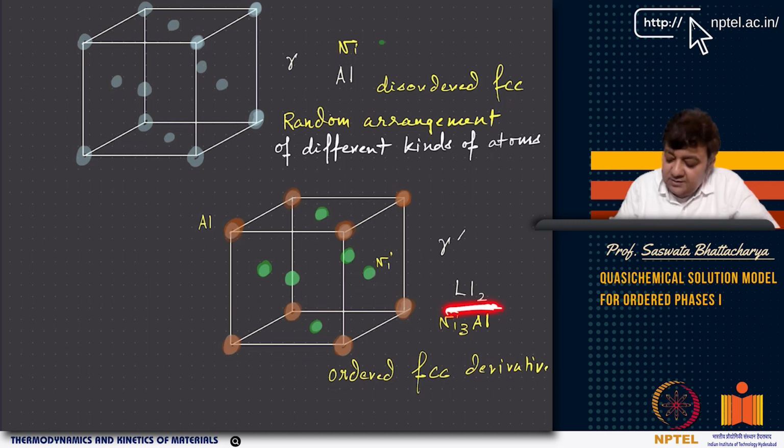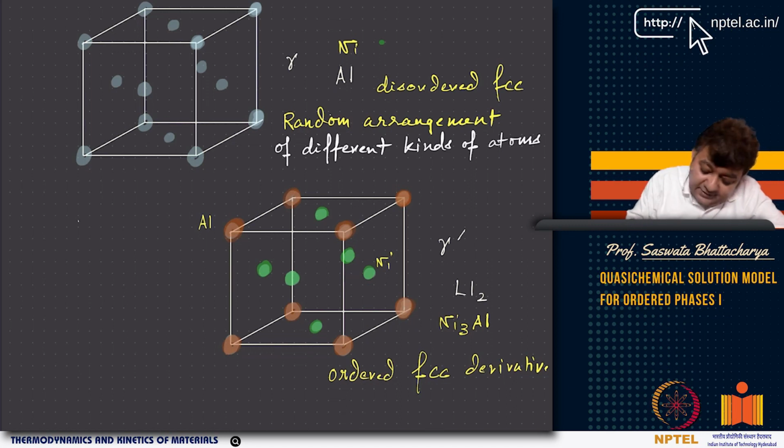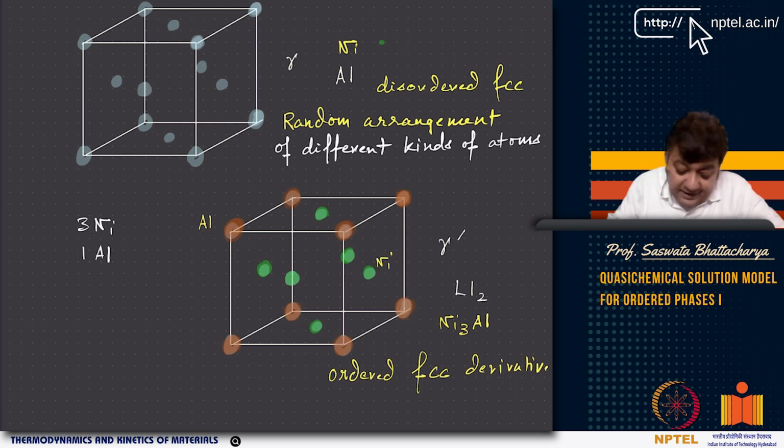It is a common notation used for historic reasons. So if you look at L12, you have nickel atoms. Say these green atoms are nickel atoms, and they occupy the face-centered positions. Each face-centered position is shared by 2 lattices, so it counts as half. There are 6 face positions, so effectively 3 nickel atoms per cell, and you have 1 aluminium. What you get is an ordered structure called Ni3Al, or gamma prime. Right? It's called gamma prime.